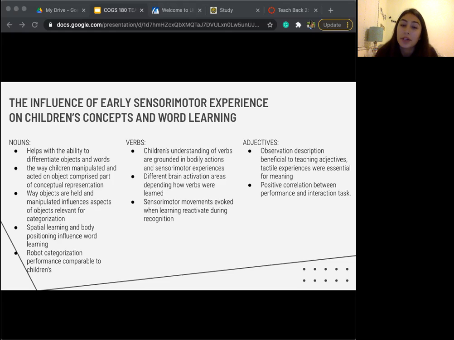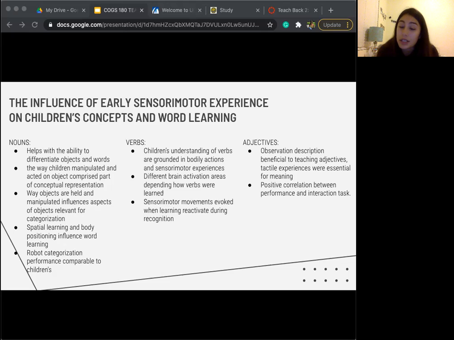Sensory motor experience has helped with the ability to differentiate between objects and words. It also helps with the way children conceptualize representations. They found that the way children manipulated and acted upon an object comprised part of the conceptual representation of the actual object. Also, the way objects are held and manipulated influences aspects of the object relevant for categorization.